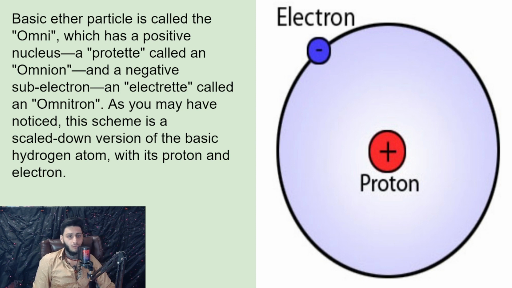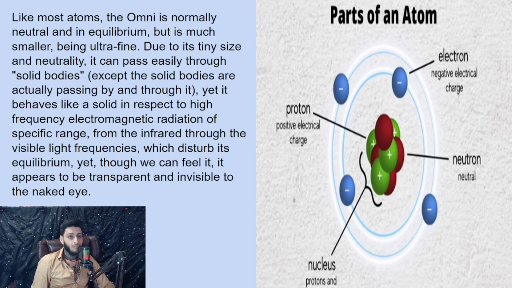The basic ether particle is called the Omni, which has a positive nucleus, or a protet, called an Omnion, and a negative subelectron, or an electret, called an Omnitron. As you may have noticed, this scheme is a scaled down version of the basic hydrogen atom, with its proton and electron. Like most atoms, the Omni is normally neutral and in equilibrium, but is much smaller, being ultra fine.